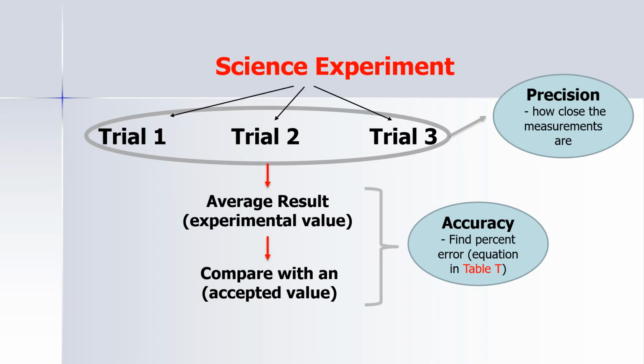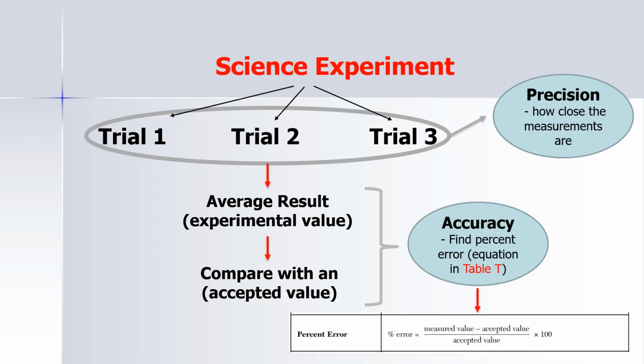So the way we figure that out is we use these two numbers to find the percent error, and the equation for that is given to you in Table T. It looks like this. You take your experimental or measured value, subtract the accepted value, divide by the accepted value again, and then times 100. So this gives us the percent error. Remember, if you get a very small percent error, that means we are very close to the actual value. If we get a very large percent error, then that means we are very, very far away from the actual value, and we might want to consider doing the experiment again.